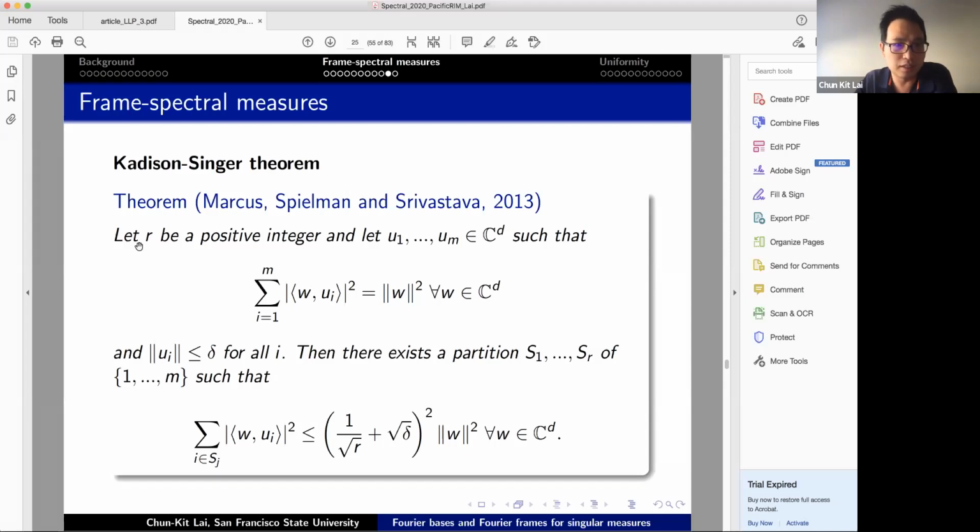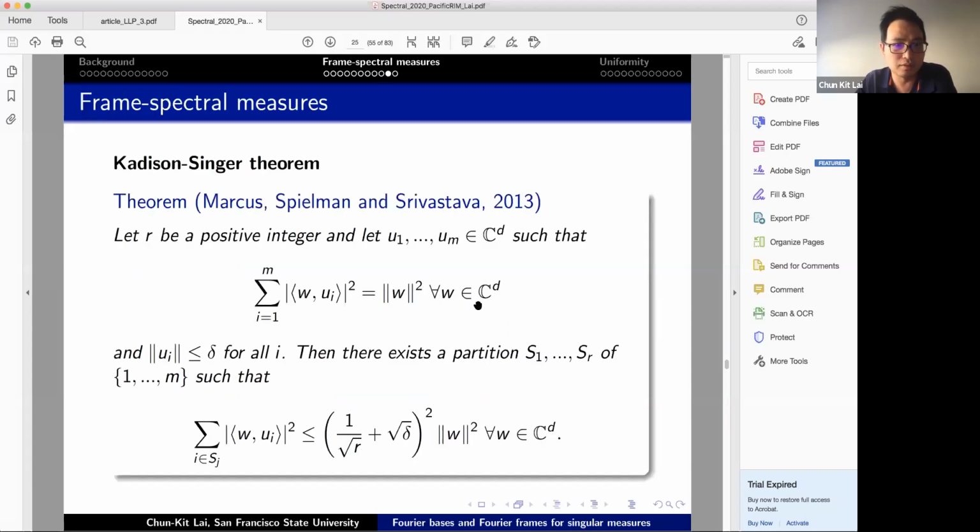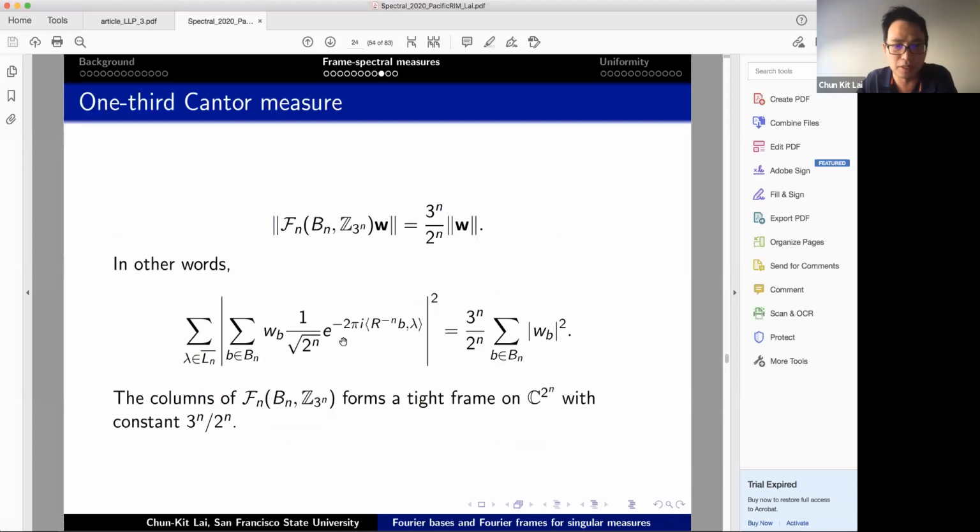So the idea is, I have R, which is a positive integer, and some vectors, and they form a partial frame. This M may be very large, and just go back to the previous case. You do a normalization, so you move the 3 to the power n over 2 to the power n to the other side, so that this becomes 3 to the power n, and this becomes 1. So now the length of the vector becomes very small. It's no longer a unit vector. It becomes very small, and in our case, it's 2/3 to the power n.